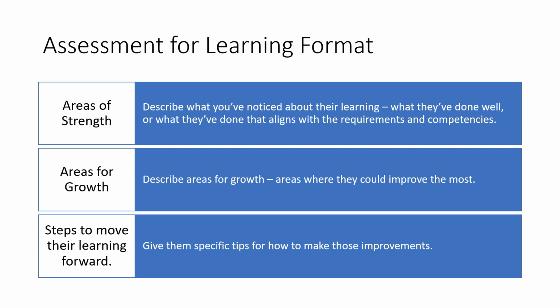Assessment for learning follows these basic steps. The first one, the student-centered, is something that you keep in mind but isn't really part of the format of the feedback, or rather it guides the feedback as a whole. But for the others, you start with areas of strength, describing what you've noticed about their learning. Then you describe areas for growth where they could improve the most. And then you give them specific tips for how to make those improvements.